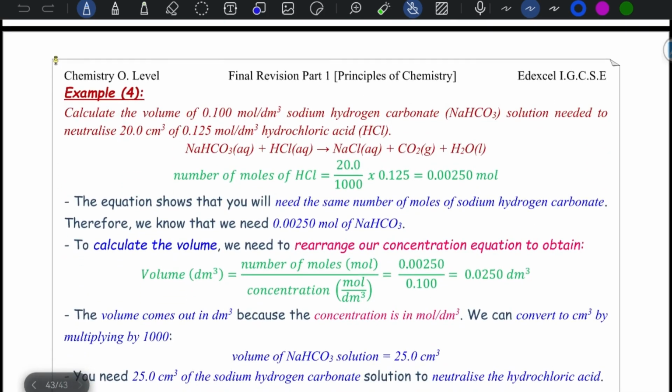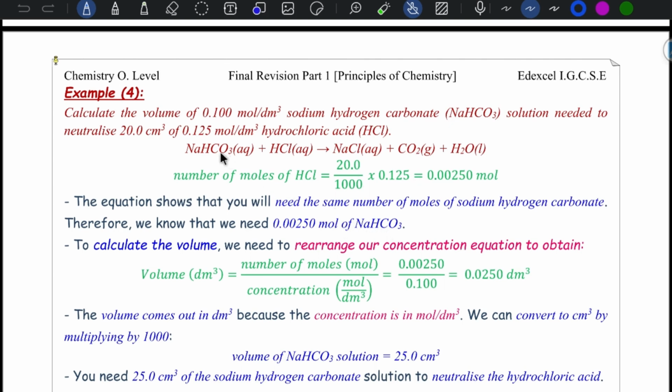Another example: calculate the volume of 0.1 mole per cubic decimeter of sodium hydrogen carbonate needed to neutralize 20 cubic centimeter of 0.125 mole of hydrochloric acid. Ratio 1 to 1. Number of moles of hydrochloric acid: 20 over 1000 to convert it, then multiply by concentration gives the moles of hydrochloric acid. The ratio is 1 to 1, so the same number of moles of sodium hydrogen carbonate.